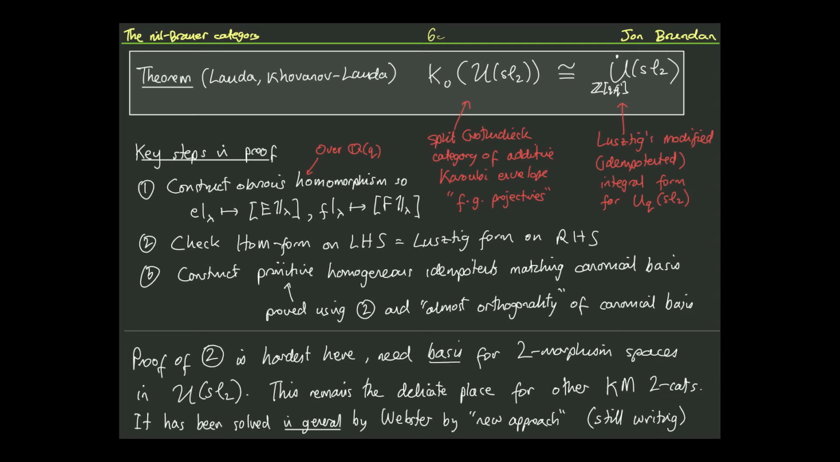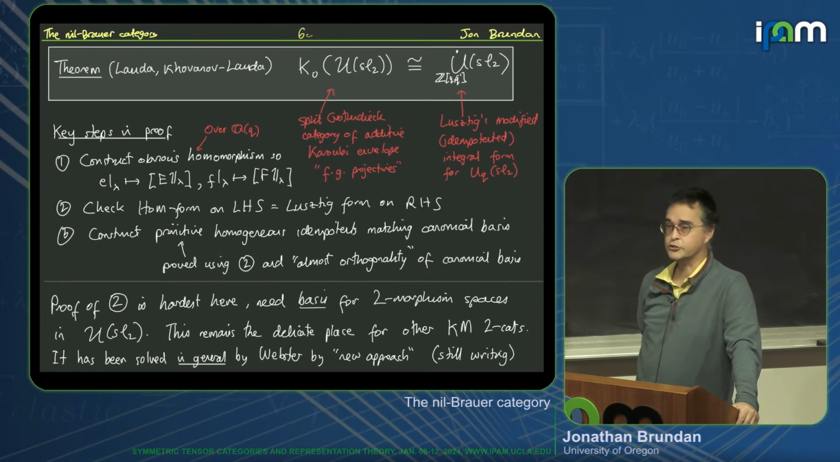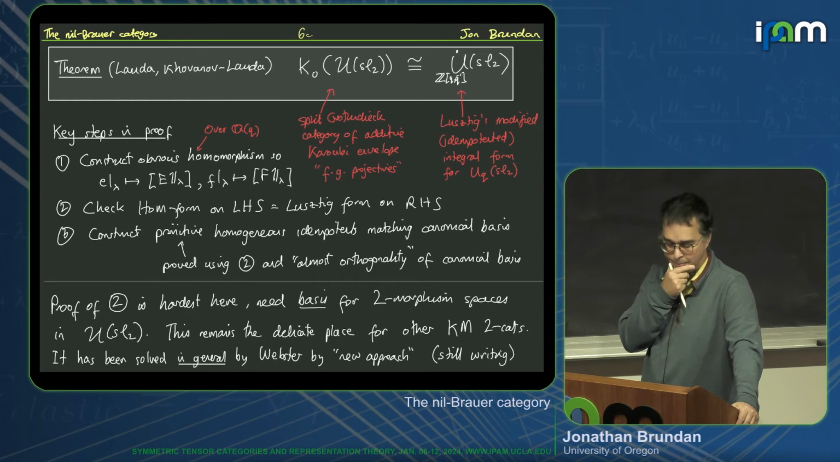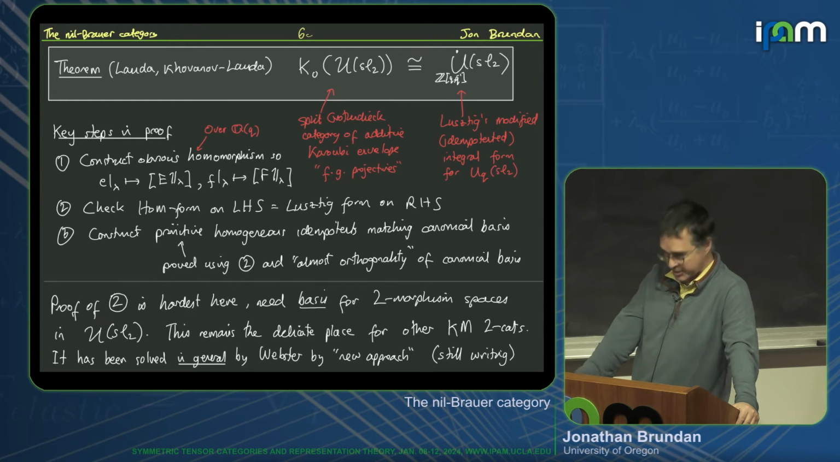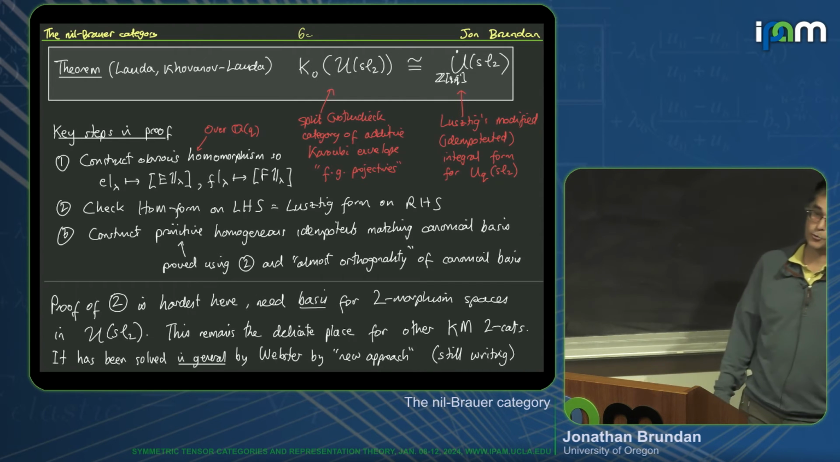I've written at the bottom, the proof of 2 is the hardest here. You need a basis for the 2 morphism spaces. And honestly, for SL2, or indeed SLN, there's a nice argument by Khovanov and Lauda. But for other finite types it's okay. I'm not totally happy with it in the literature, but I think it's there. For other Kac-Moody 2 categories, not SL2, maybe some affine Lie algebra or something like that, there's still actually no proof in the literature. But it has actually been solved by Ben Webster by what I call the new approach.